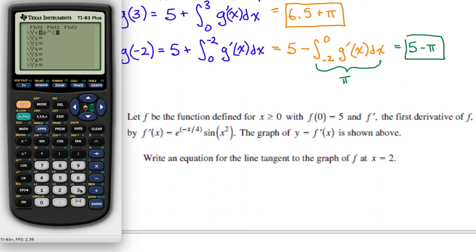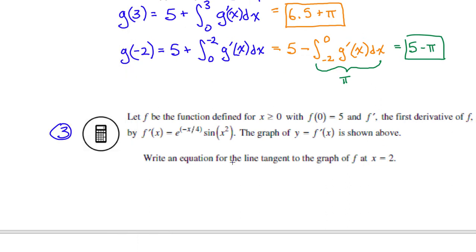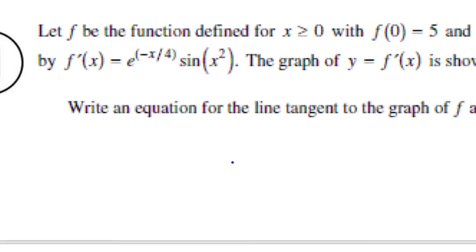E to the power of negative x divided by 4, end parentheses for the power of, now that's going to be times, so I don't need to write anything, sine of x squared. Okay, we have our f prime typed in correctly. Keep track of your parentheses, make sure they're all typed in correctly. And I need to write an equation for the line tangent to the graph at x equals 2. Oh, do we even need a calculator? Let's try as much as we can without a calculator.